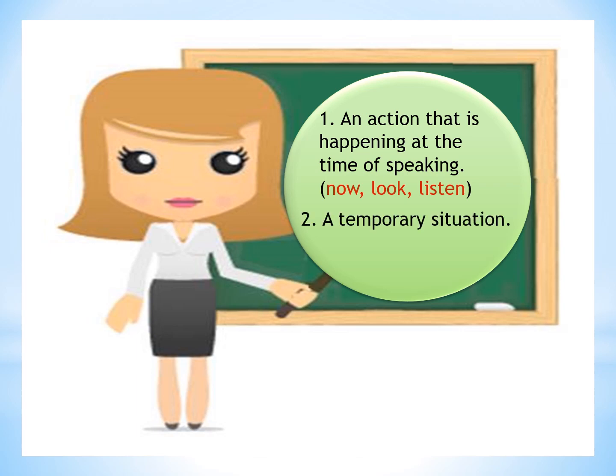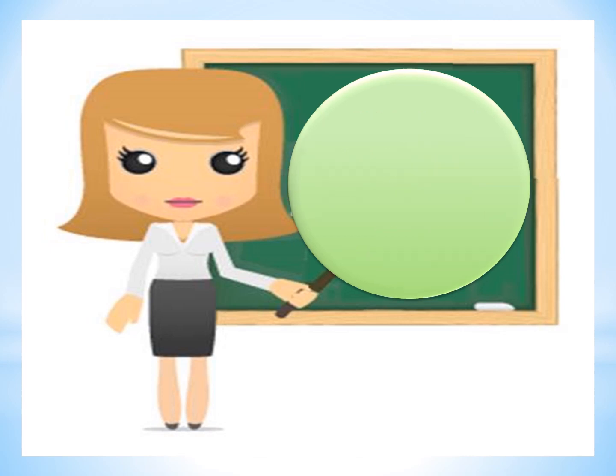The second case is when we are talking about a temporary situation, something that's happening temporarily, that's not lasting forever. And the last situation is when we talk about a future plan. A plan, like when you need to organize or have a plan for something that's going to happen in the future. Let's look at our examples here.